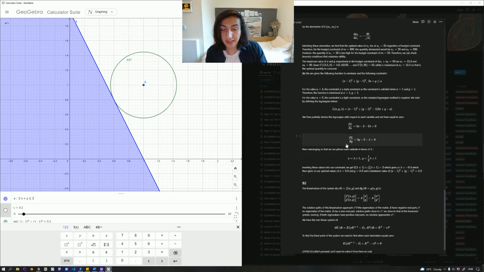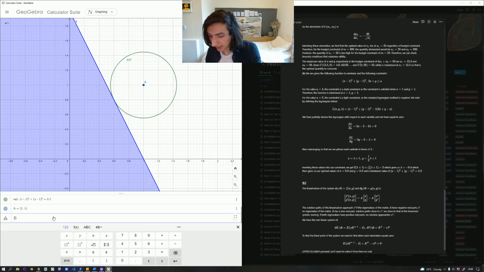Putting these back into our values of x and y, we get x is equal to 0.6 and y is equal to 0.8, which we can see is true, okay?